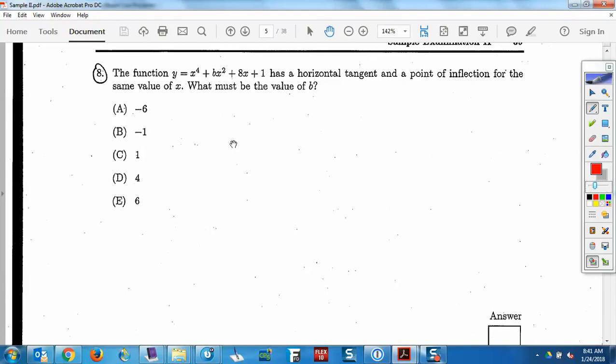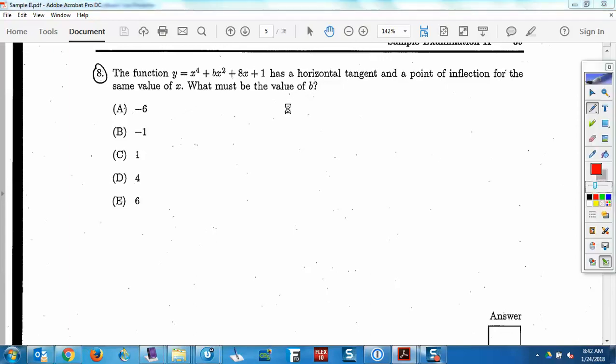Where do you find a point of inflection? Where the second derivative is 0, especially on a 4th degree polynomial, something that's going to be nice and smooth. That's one thing we're talking about today: smooth curves and continuous curves. Where the derivative is 0 gives you horizontal tangents, and the inflection points are going to be where the second derivative is 0. That's where it's going to happen. So that's going to give us 2 equations we can look at.